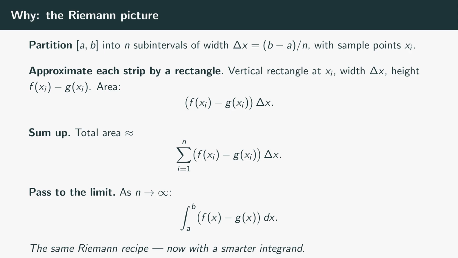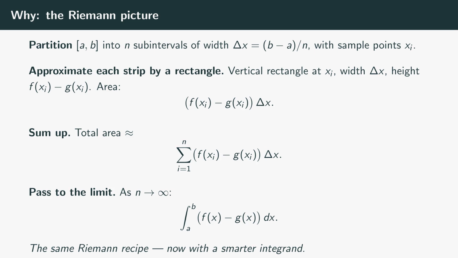Let me give the Riemann derivation, because that's where the formula becomes obvious. Partition the interval from a to b into n subintervals, each of width delta x equals the quantity b minus a over n. In each subinterval, pick a sample point x sub i. We're going to approximate the region by a bunch of vertical rectangles, one per subinterval, just like episode 2. But there's a twist. Each rectangle now stretches from the lower curve to the upper curve. At sample point x sub i, the rectangle has width delta x and height f of x sub i minus g of x sub i, the vertical distance between the curves at that x value.